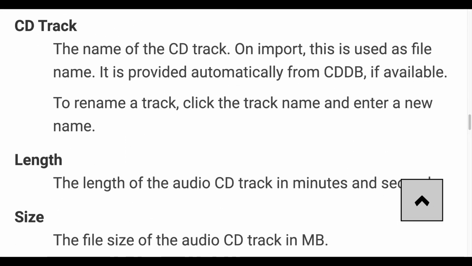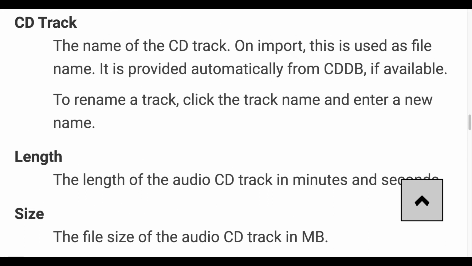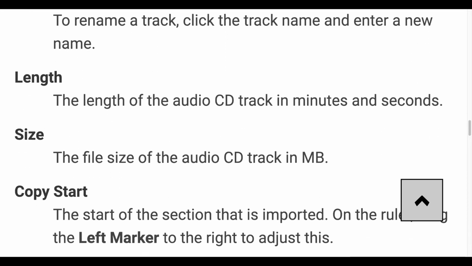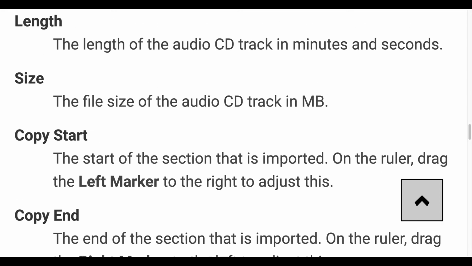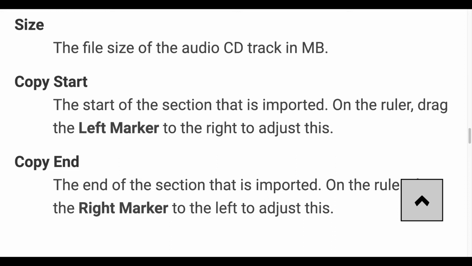CD track. The name of the CD track. On import, this is used as file name. It is provided automatically from CDDB, if available. To rename a track, click the track name and enter a new name. Length. The length of the audio CD track in minutes and seconds. Size. The file size of the audio CD track in MB.